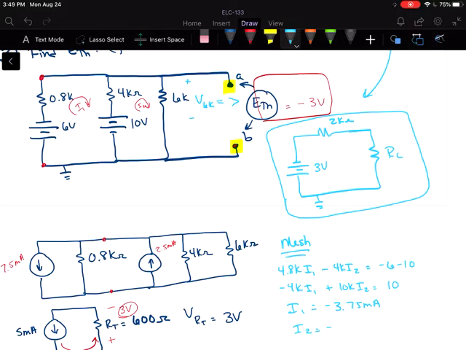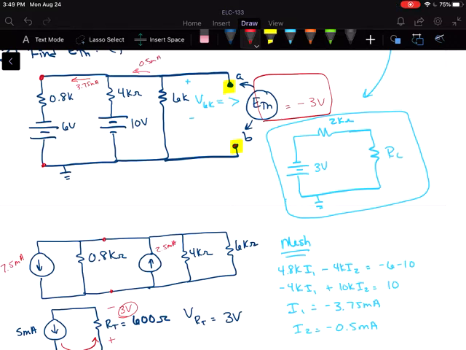That's negative 0.5 milliamps. That's much smaller. So where are those in our circuit? I'm going to go back up to the original drawing. So I1 is in the wrong direction because it's negative, right? So that's actually going to be 3.75 milliamps. I2 is also the wrong direction, and it's over here, so 0.5 milliamps.